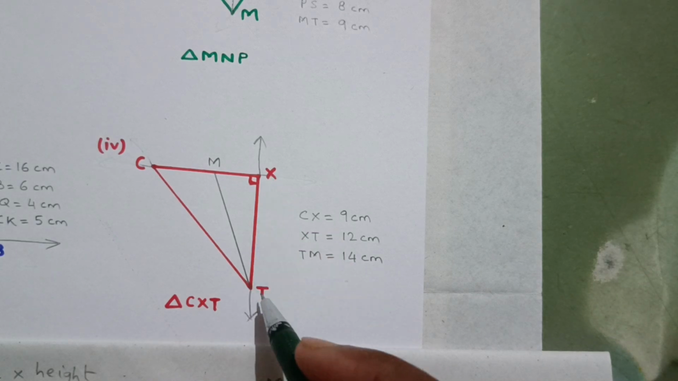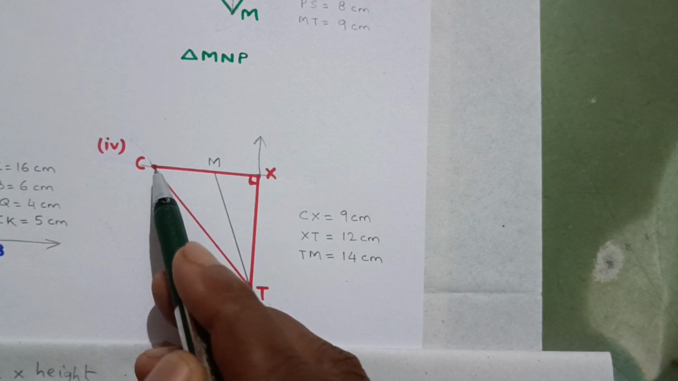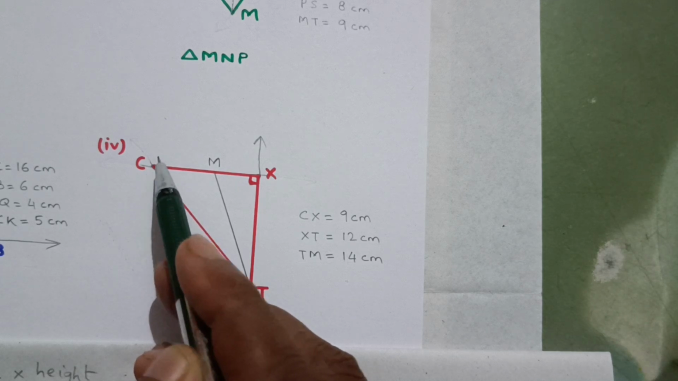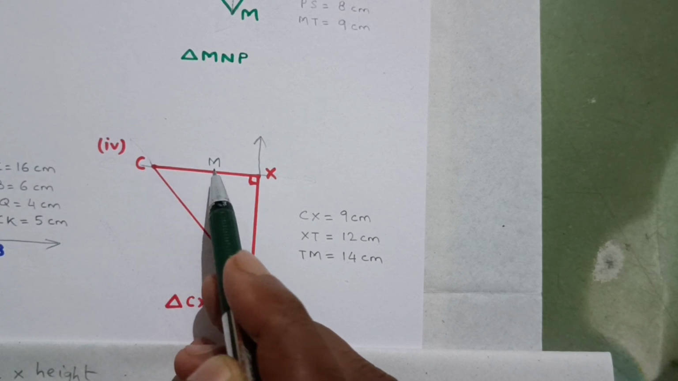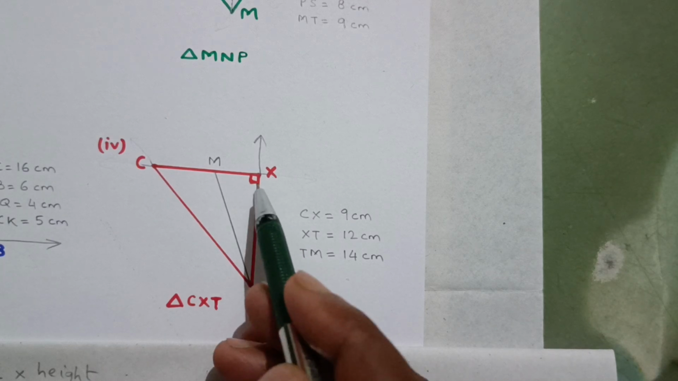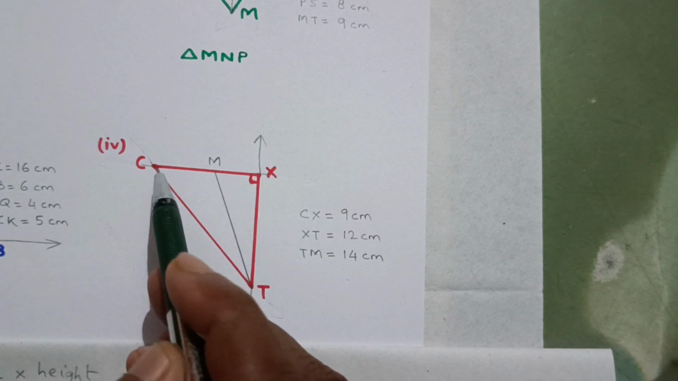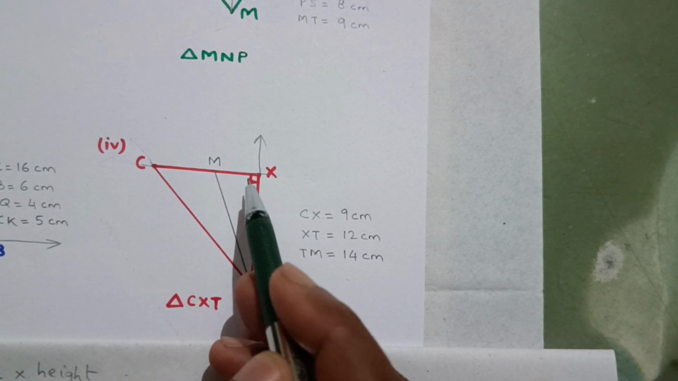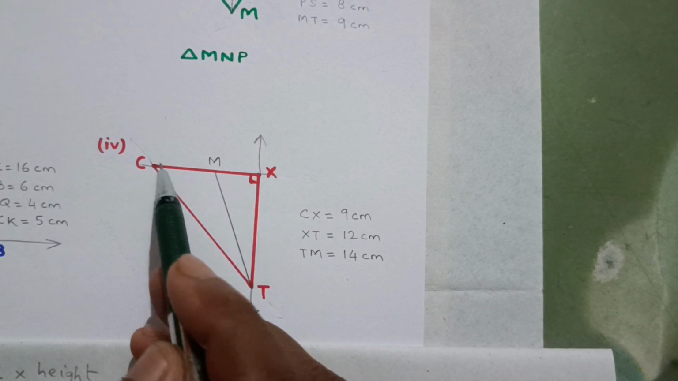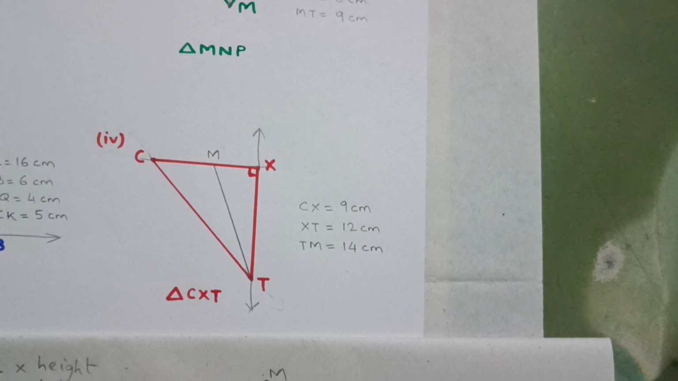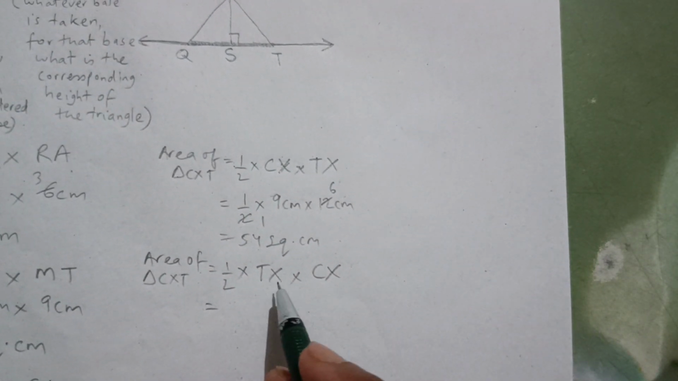Because Tx is the base, so for Tx the opposite vertex is C. So the corresponding height will be the line segment that starts from the opposite vertex C, such that that line segment should meet Tx at 90 degrees, and that line segment is Cx. Cx meets Tx at x at 90 degrees. So Cx is perpendicular to Tx. So Cx is the corresponding height for base Tx. And its values are given.